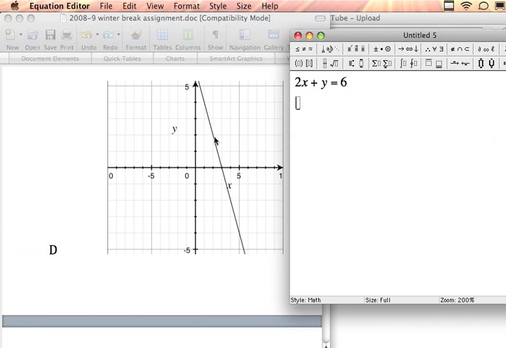So here I see the coordinate is (2, 2). I'm going to replace x with 2 and y with 2. 2 times 2 is 4, and it looks like this is going to work, because 4 plus 2 is 6. So it looks like D is my answer.